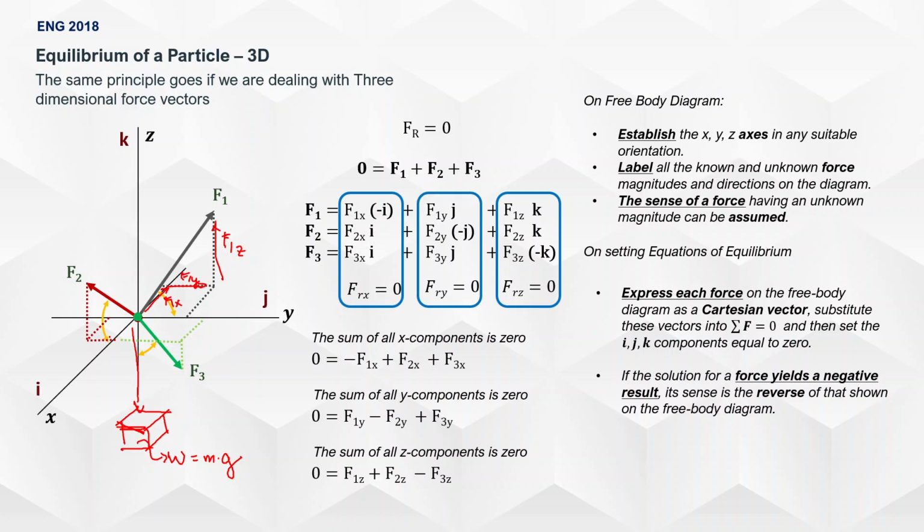Same goes for F2. So we have the X force dito, F2x. We have F2y. And then we have F2z. Same for F3. So it's running on the positive x-axis rin, so magdodoble. Just use a different color na lang. This is F3x. And then magkakaroon ng F3y. And then F3z pababa.